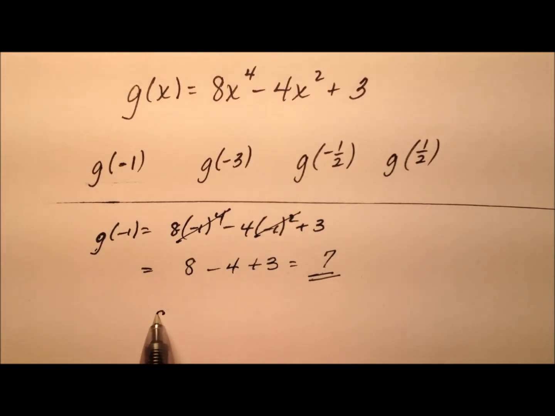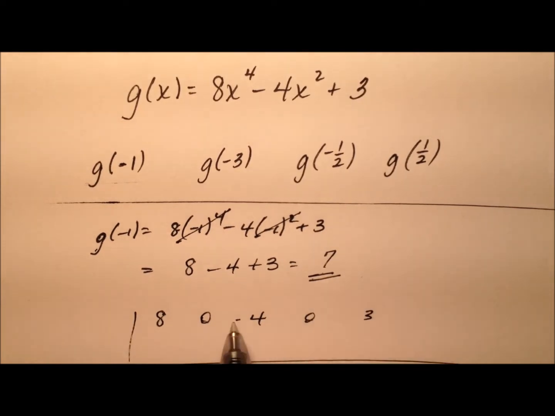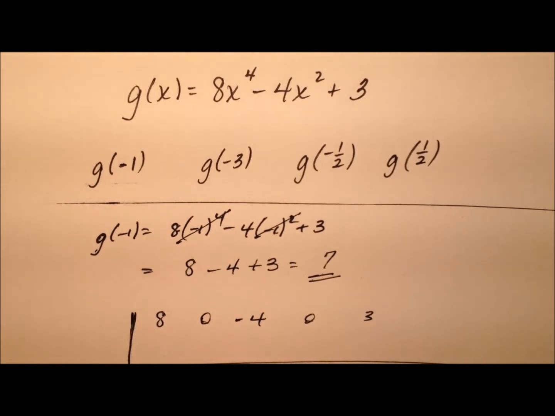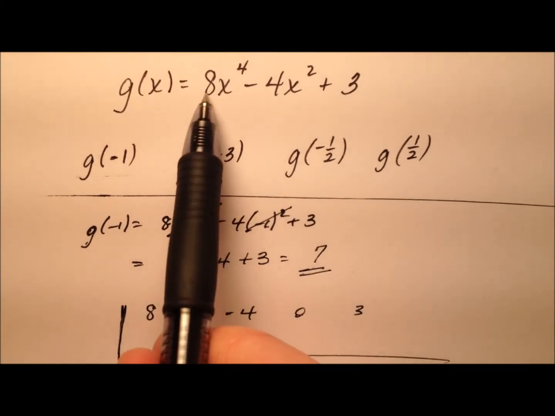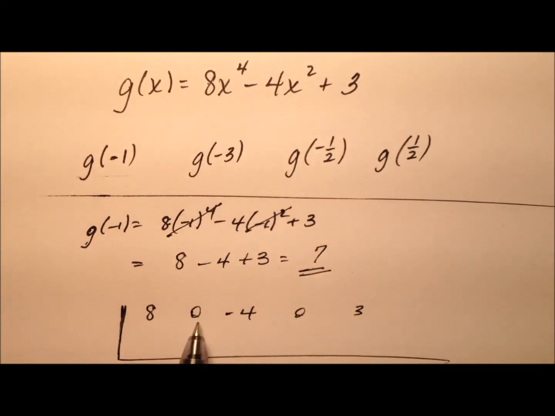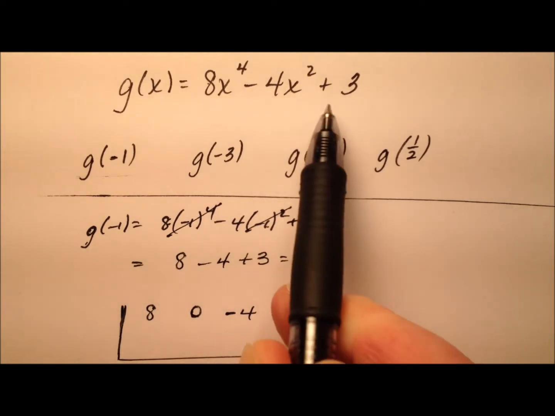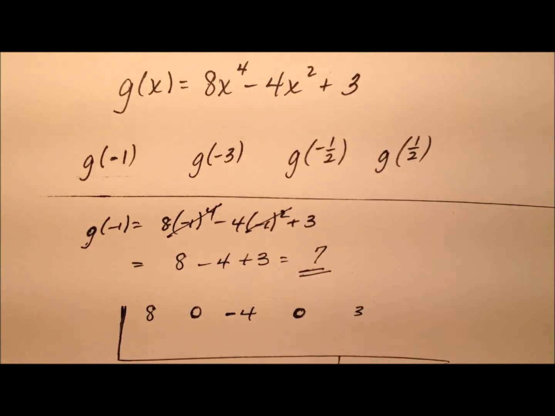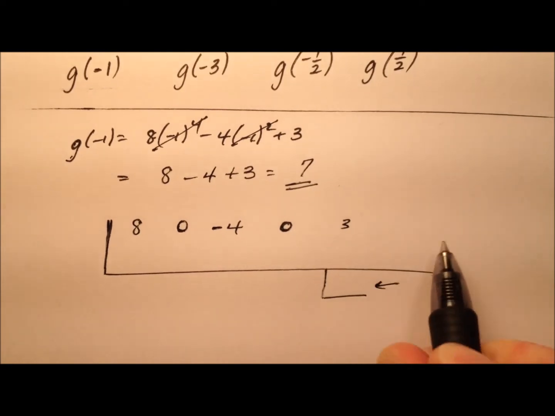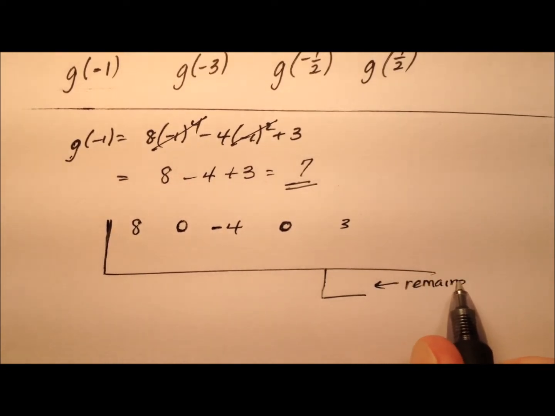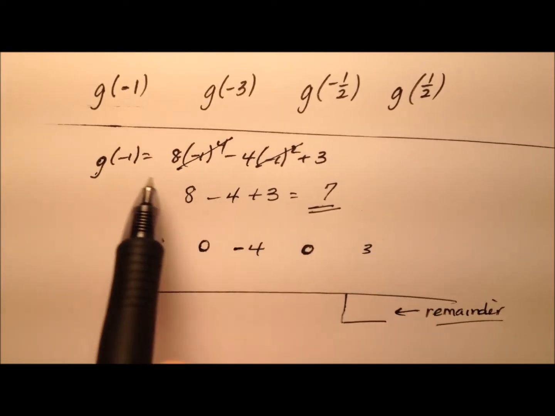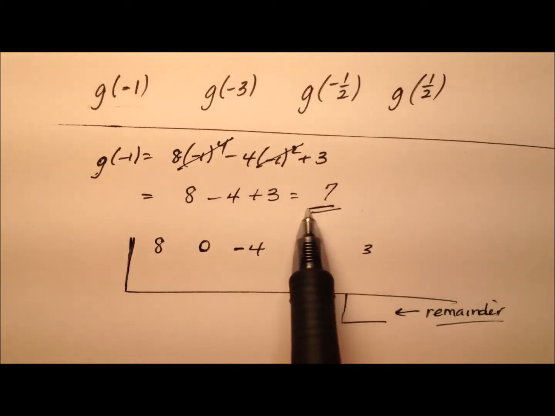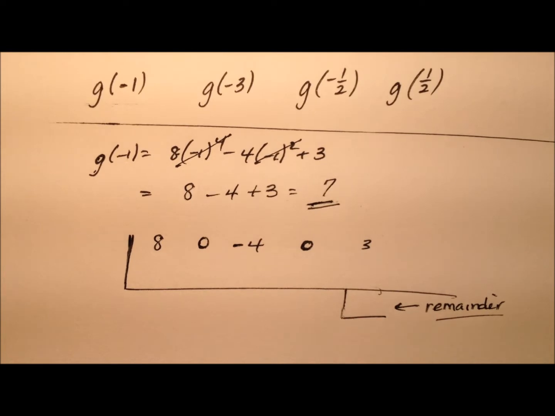Okay, similarly, whenever I use synthetic division on this, the synthetic division concerns itself with the coefficients. So I've used 8 for the x to the 4th term. There is no x cubed term, so I'll put a 0 in its place. The quadratic term here is -4. There is no linear term, so I'll put 0 in its place, and then the +3. And I'll put my box right here. This guy right here is my remainder. And the expectation is that when I plug -1 into the function, whatever value I get here should be the same as this remainder here.